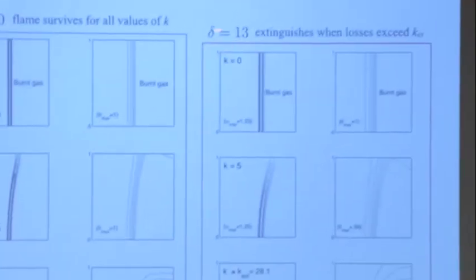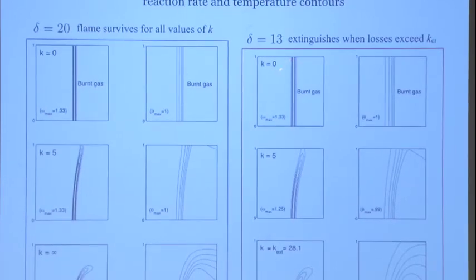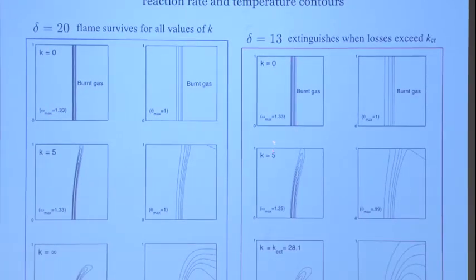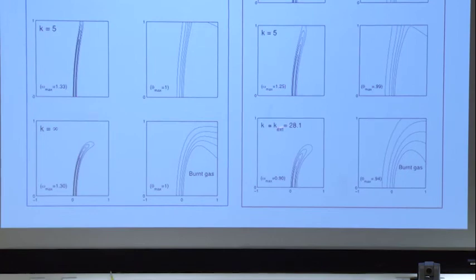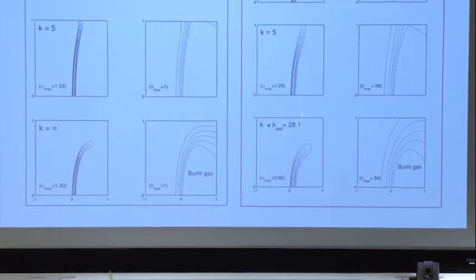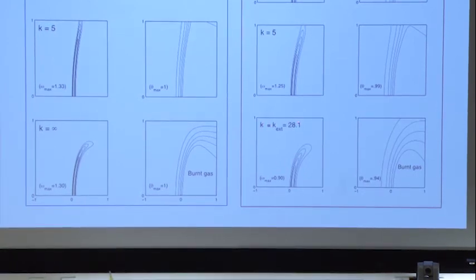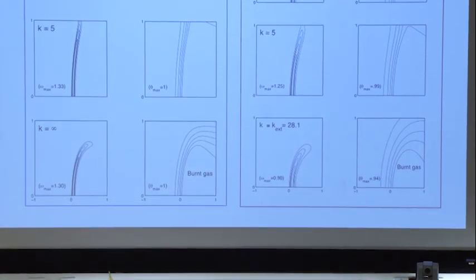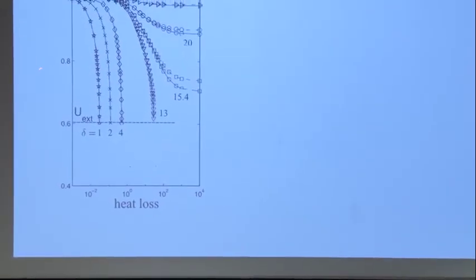On the other hand, if the channel is narrower, delta equal to 13, you start with the adiabatic condition, the flame is flat, you increase k, the flame starts curving, and then you reach a critical value of k, about 28.1, a dimensionless number, obviously. If you try to increase k above that, there is no solution. The flame is extinguished. You cannot establish a flame under these conditions. So basically, this is the picture.